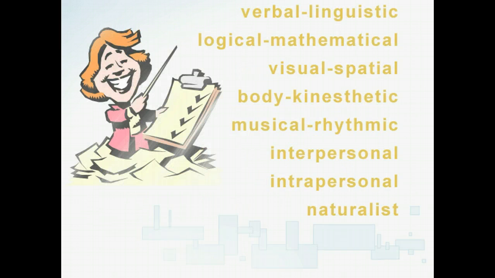So what are the 8 intelligence types according to Gardner? They are verbal-linguistic, logical-mathematical, visual-spatial, body-kinesthetic, musical-rhythmic, interpersonal, intrapersonal, and naturalist. We'll learn more about these a little later in the lesson.